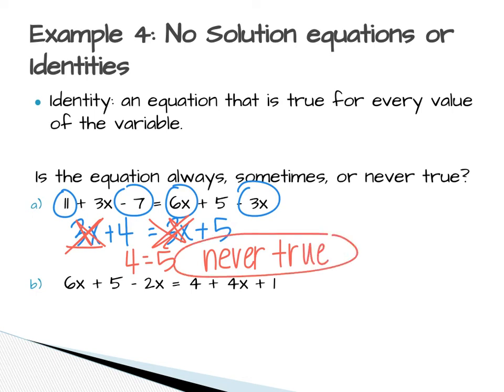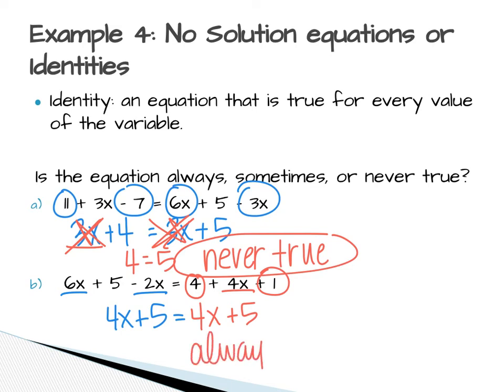And then B, combine like terms, 6x minus 2x is 4x. And over here, I get 4x plus 5. Well, I've got 4x plus 5 equals 4x plus 5. It's the exact same thing on either side, which means this is going to always be true.